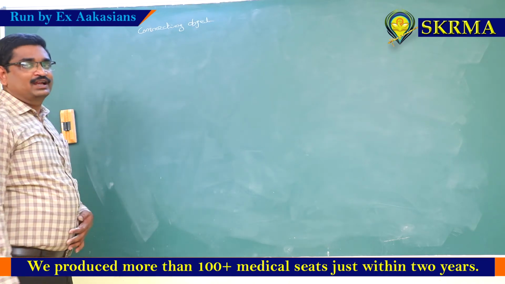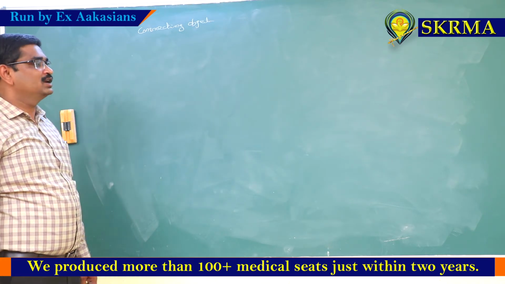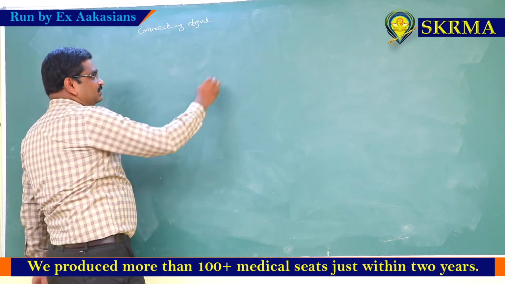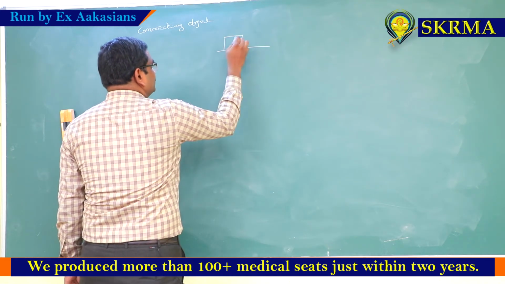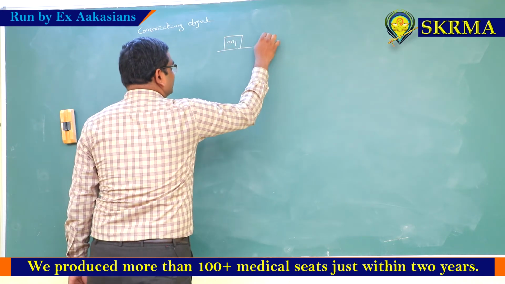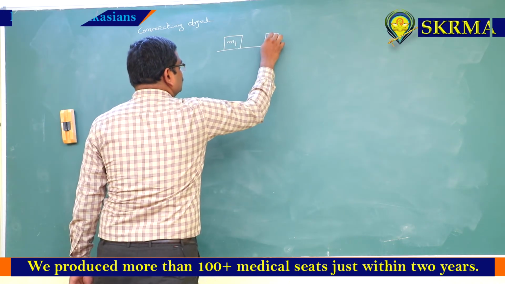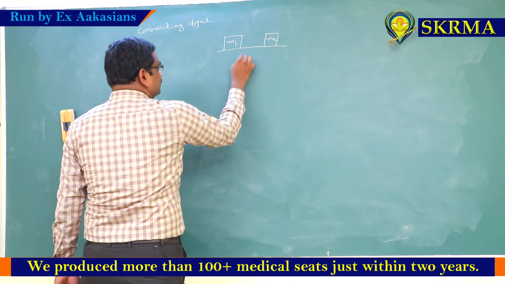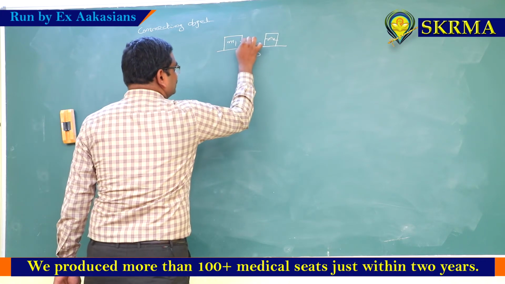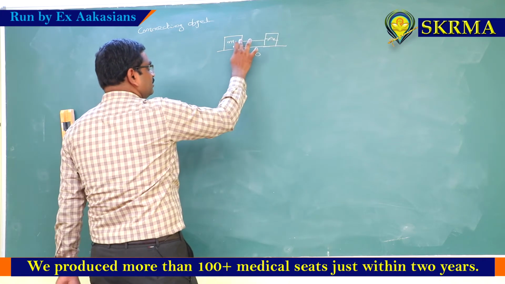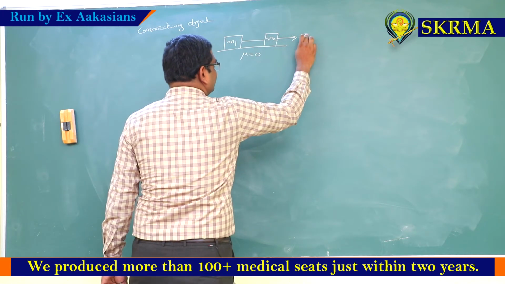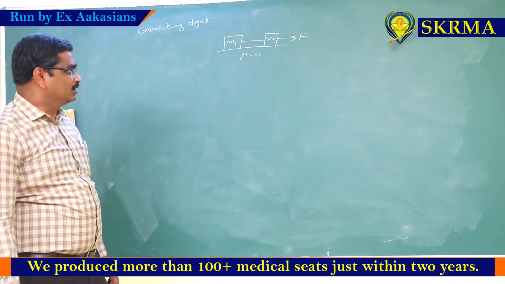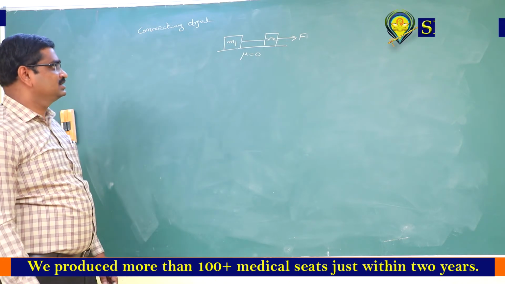So when the objects are connected by a string, how are you going to calculate the tension in the string? For example, two objects, each of mass m1 and m2, are placed on a frictionless surface. They are connected by a string, and a force F is applied on the block of mass m2. Now in this case, what is the tension in the string?